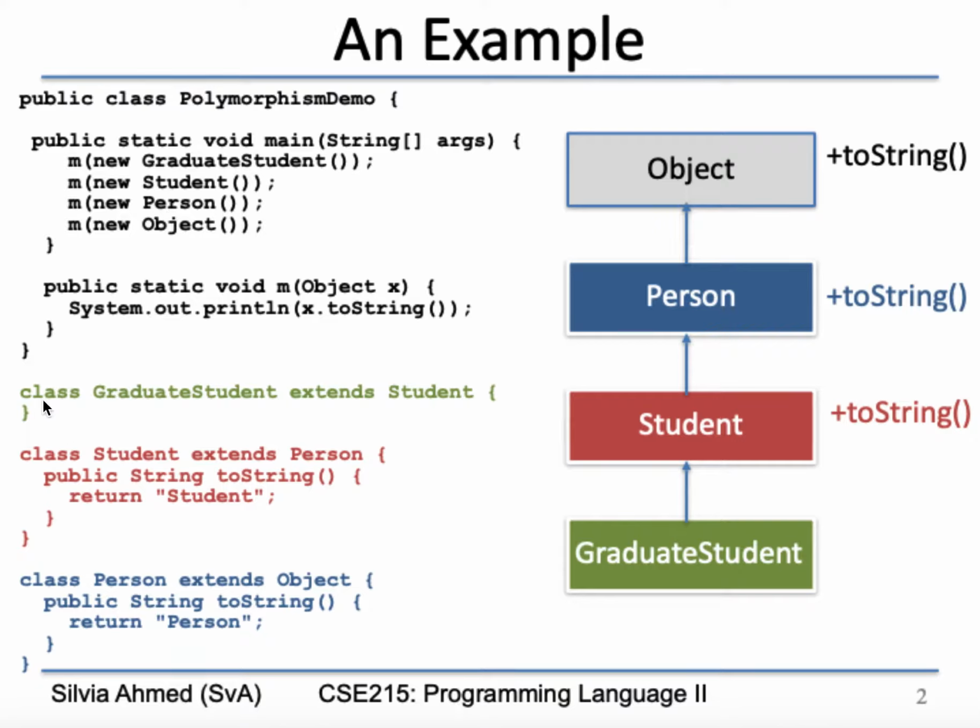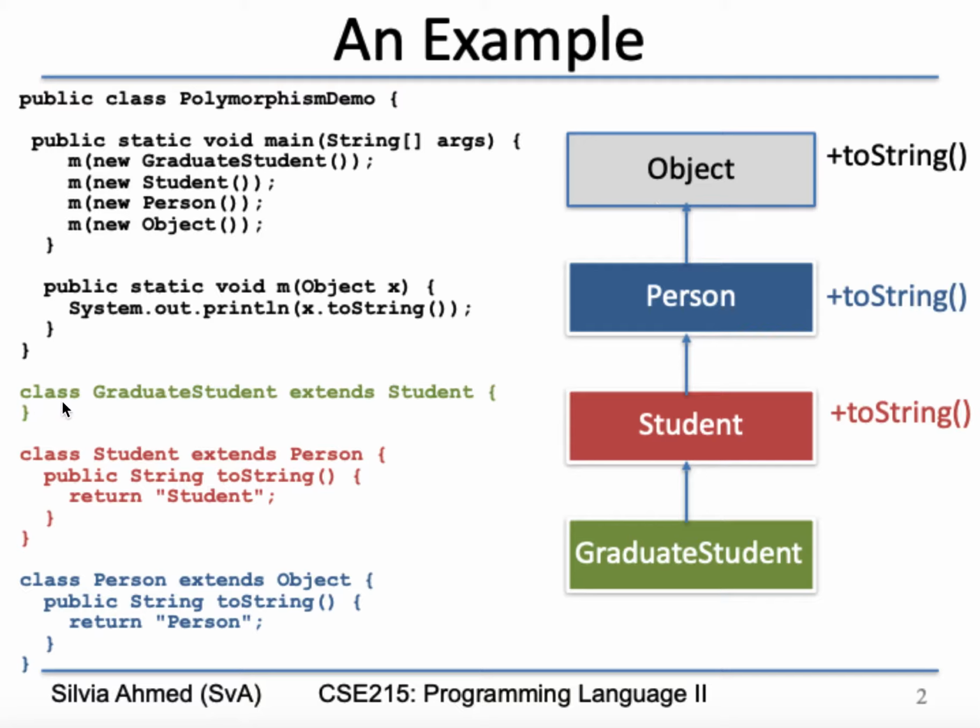Then we have another class, GraduateStudent extends Student. That means GraduateStudent is the subclass of Student. Then we have class Student extends Person. That means Student is the subclass of Person, and class Person extends Object. This extends Object part is optional to write. Even if we don't write it, any class is by default a subclass of the Object class. So this class Person is the subclass of the class Object.